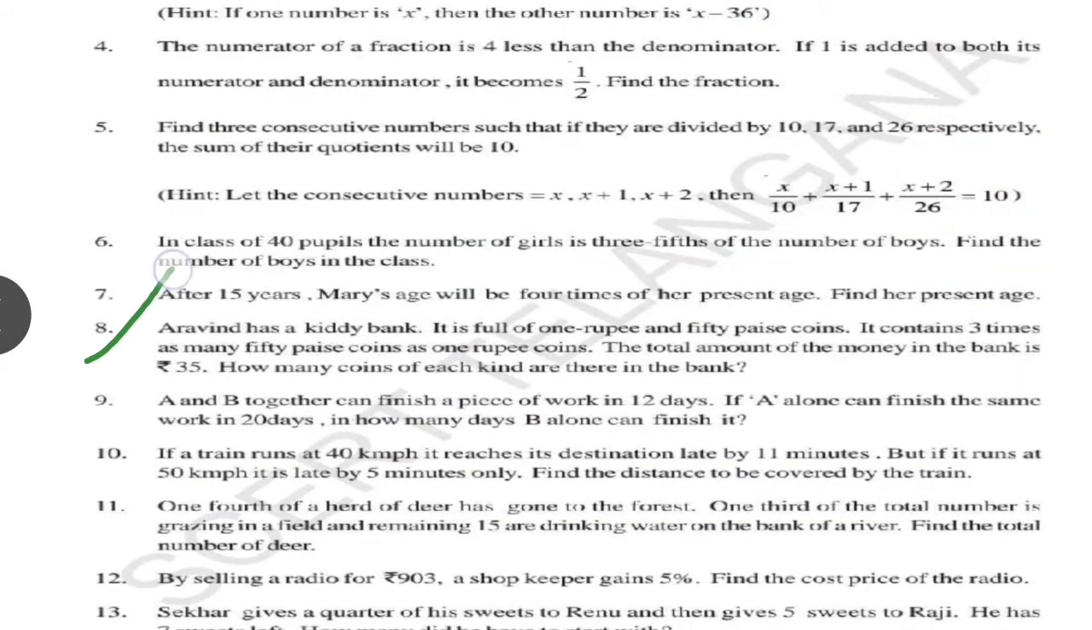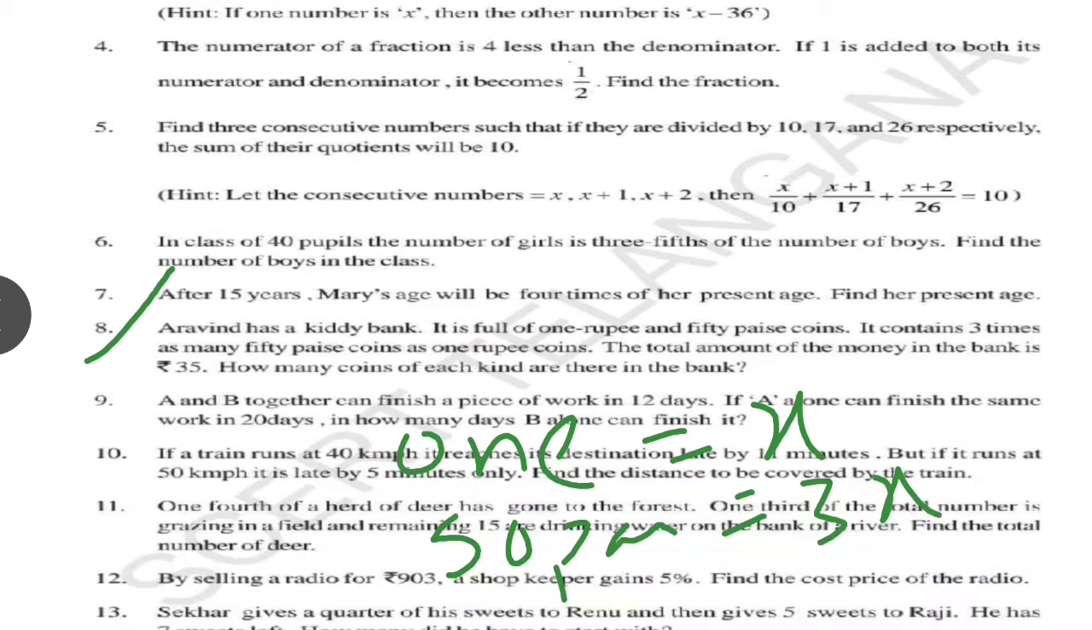Next question, the 8th one. Arvind has a kiddie bank. It is full of 1 rupee and 50 paise coins. It contains 3 times as many 50 paise coins as 1 rupee coins. So let's take the 1 rupee coins as x. Then the 50 paise coins will become 3x.